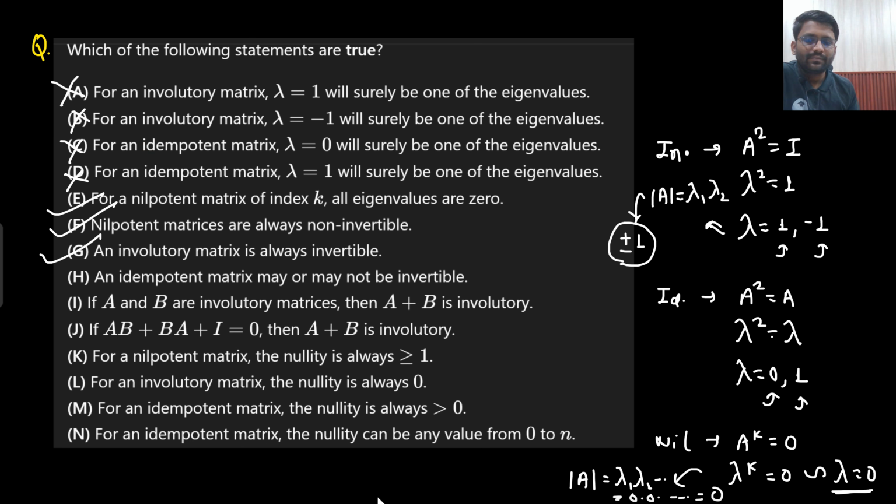Understandable? An idempotent matrix may or may not be invertible. Yes, it is true. Why is that so? Because eigenvalues 0 or 1 are possible. If all the eigenvalues are 1, then what will be the determinant? 1. If one of the eigenvalues is 0, then what will be the determinant? 0. So here both of them are possible.